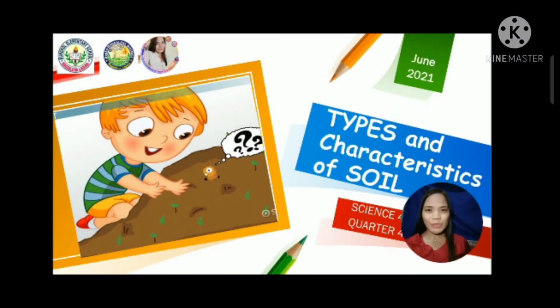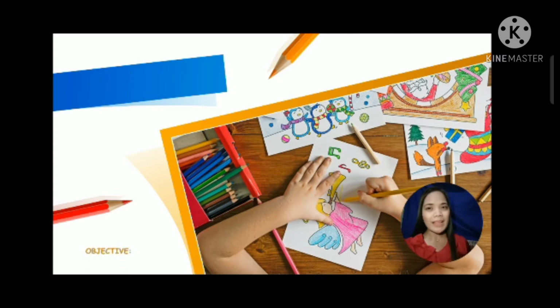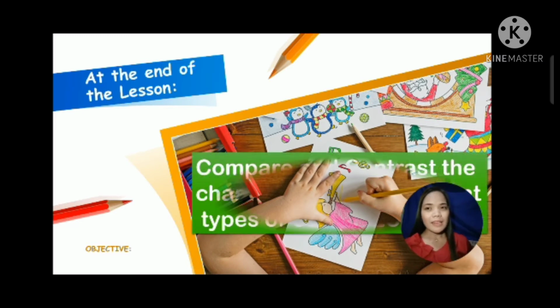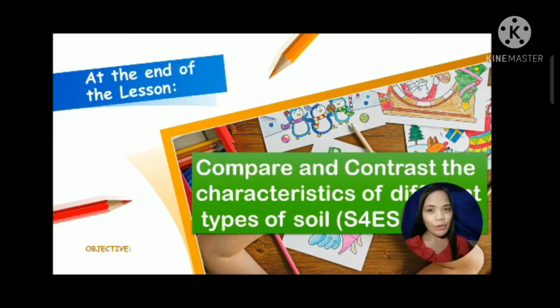For today's lesson, we are going to talk about science. We are now in quarter 4, week 1, and we are going to talk about the types and characteristics of soil. Before we continue, let's try to figure out what is the objective for today's lesson. At the end of the lesson, you are expected to compare and contrast the characteristic of different types of soil. S4 ES-LB4.